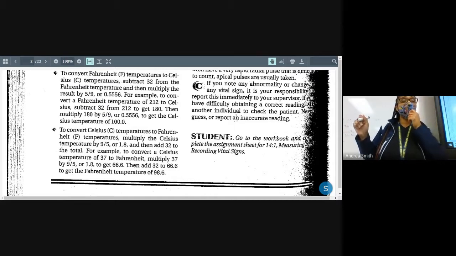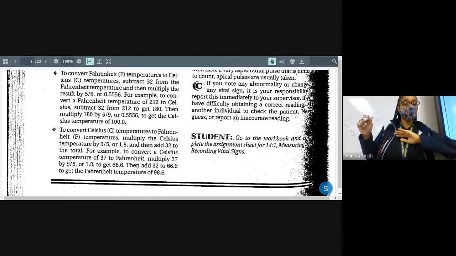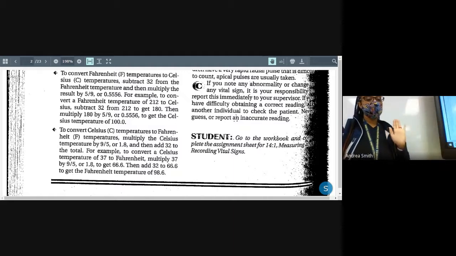So yes, you do have to know how to convert kilos to pounds because you get medical records all the time with kilos, and you know that this person is not 65 pounds. So you have to be able to convert it.